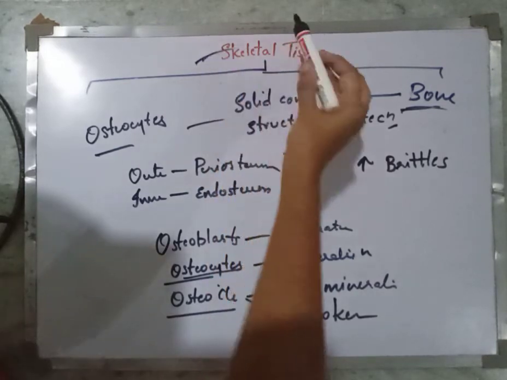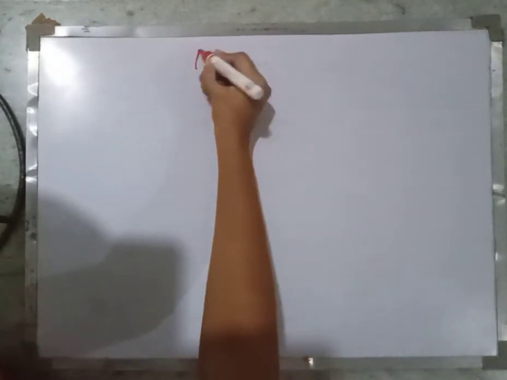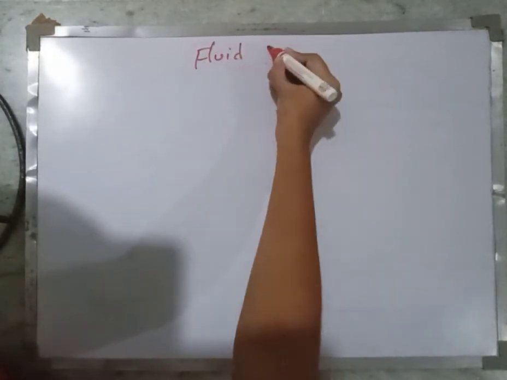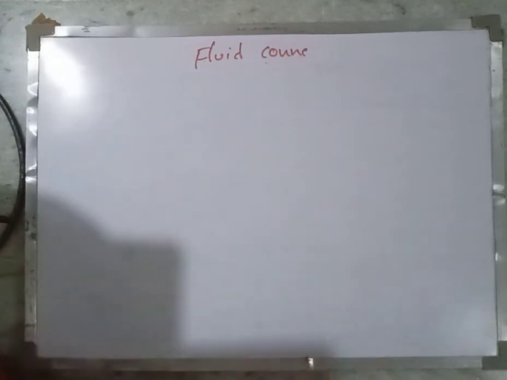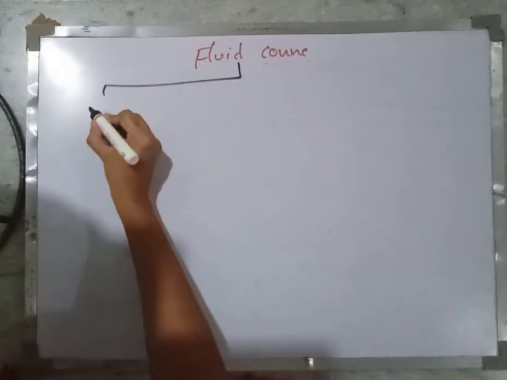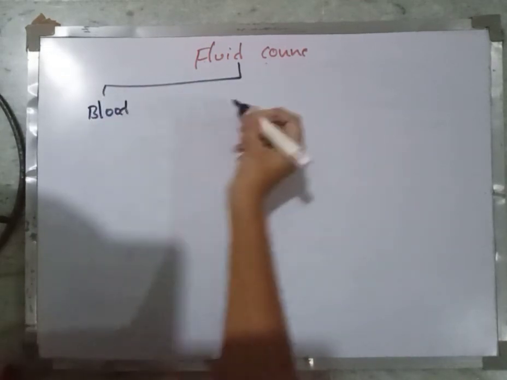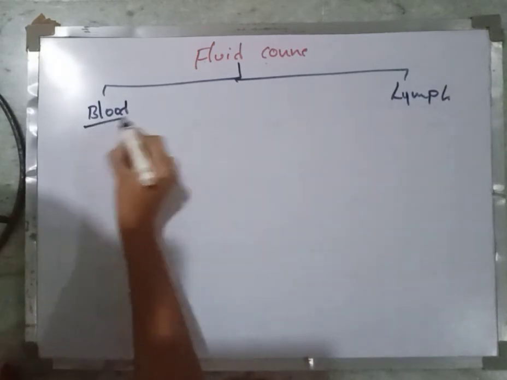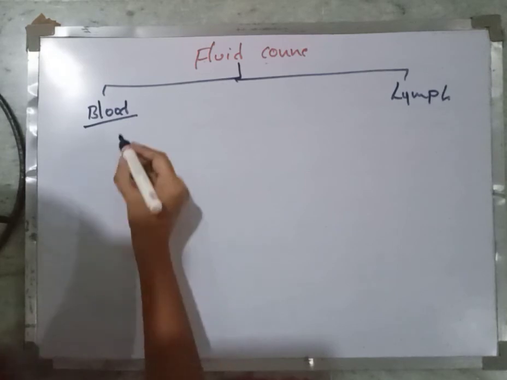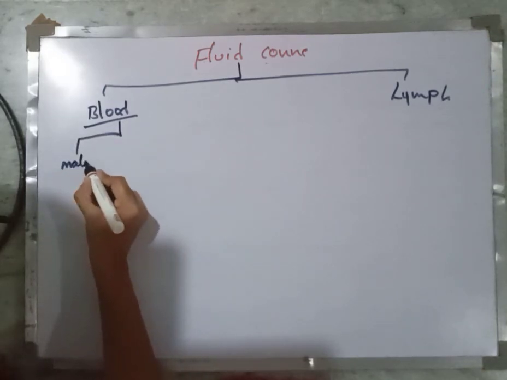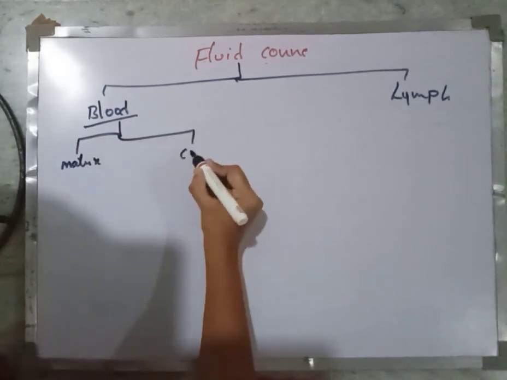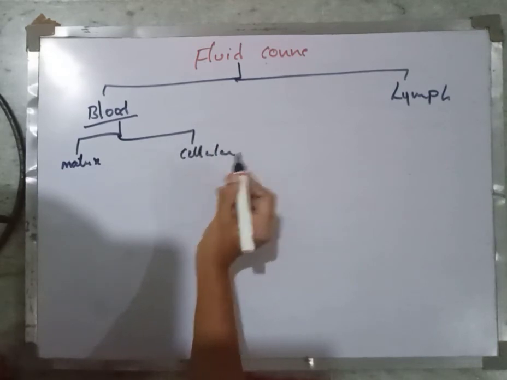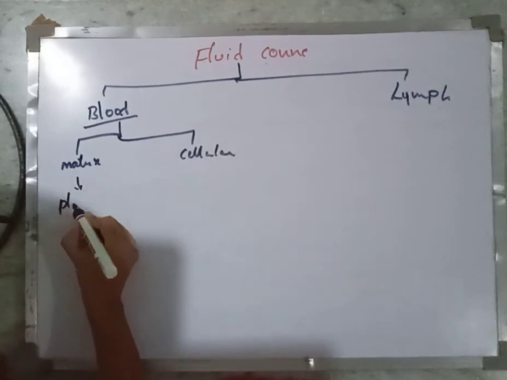So this is about the skeletal tissue. And the third one is the fluid connective tissue. Fluid connective tissue is mainly classified into two types. The first one is blood and the second one is lymph. If we take blood, it contains a matrix and a cellular part. The matrix of the blood is called plasma.